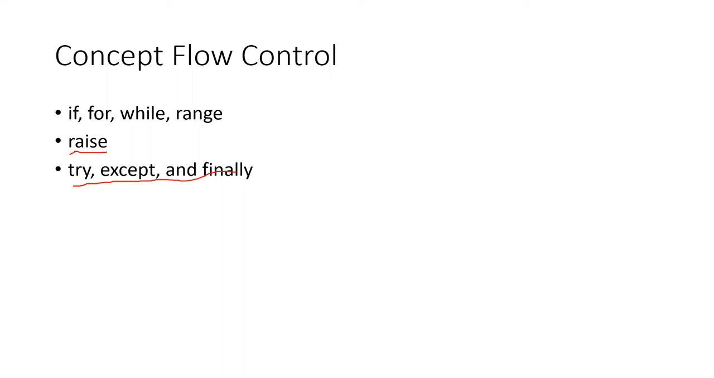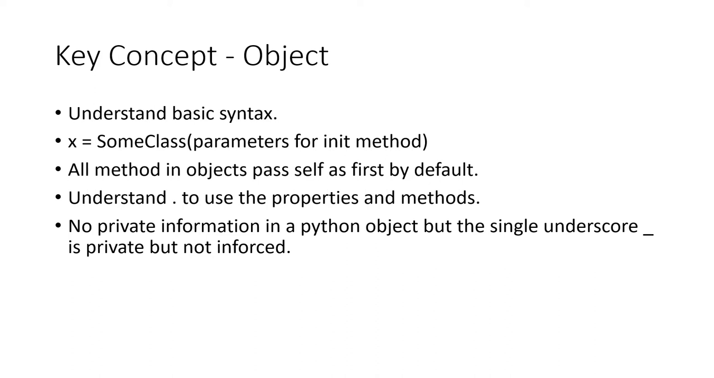Objects, understand the basic syntax. Remember when you create an object, you go x equals some class and then the parameters. Know all the trivia. All methods and objects pass self as the first argument by default. Understand the dot to get the properties in that method. So if I say x dot, I can call all of the properties and methods of x.